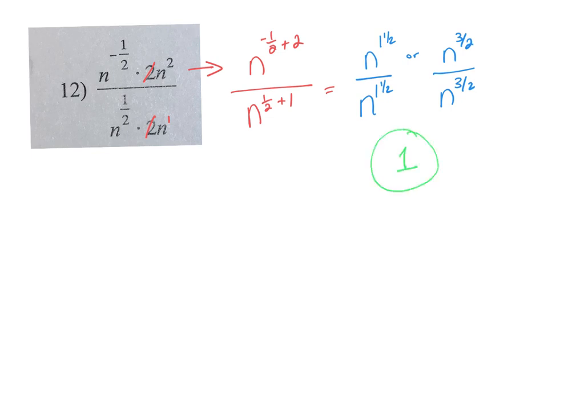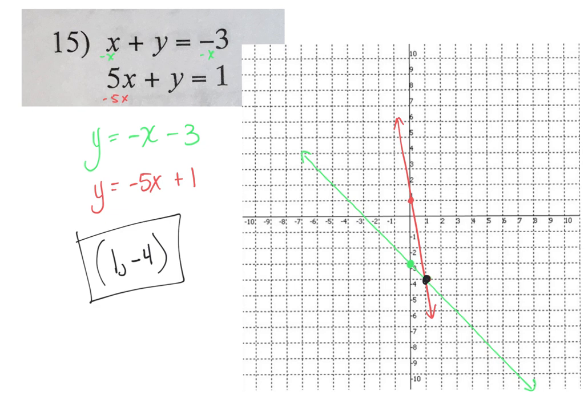And there's your answer. All right, so you want to get it in slope-intercept form, graph with your y-intercept and then your slope, and then wherever they cross, that is your answer. Wherever they cross, that is your answer.